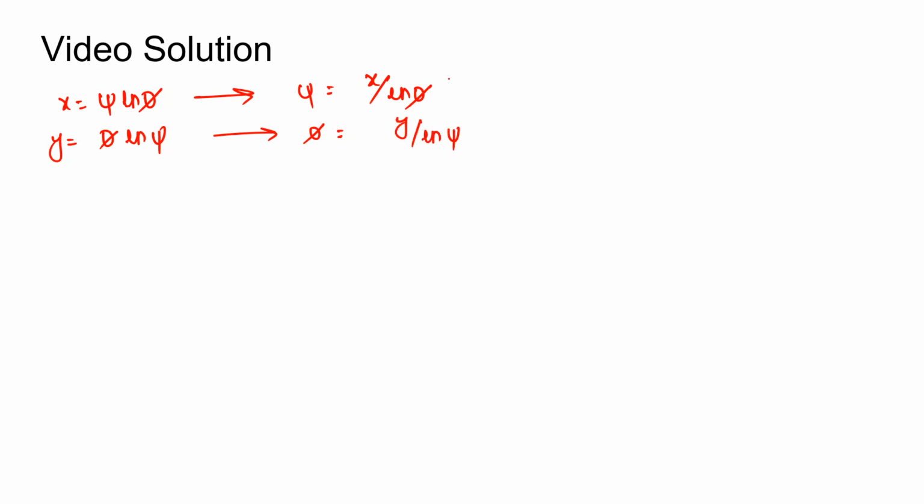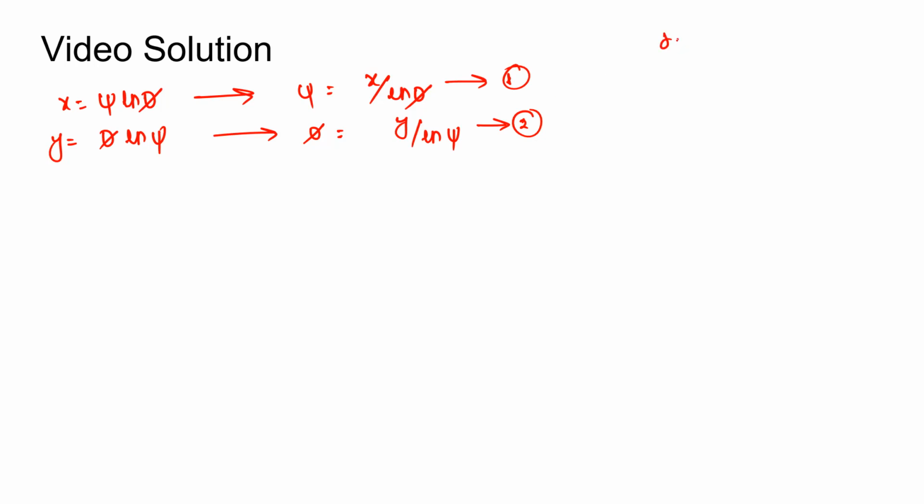Now coming to the video solution, the two equations given here are x equal to psi ln phi and y equal to phi ln psi. We can write the equations like that also: psi is equal to x upon ln phi, and phi equals y upon ln psi. Let's say this is our equation number 1 and this is our equation number 2.